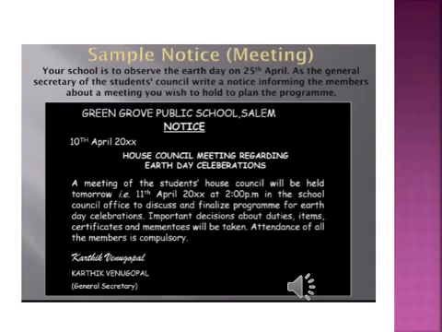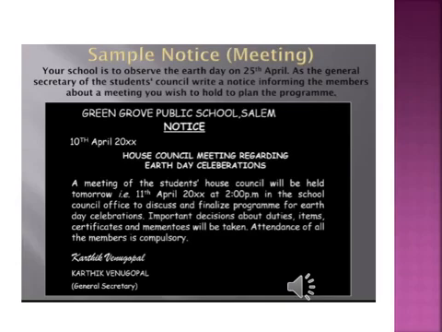So let us see a sample notice. This notice is for a meeting. Let's see the question. Your school is to observe Earth Day on 25th April. As the General Secretary of the Students' Council, write a notice informing the members about a meeting you wish to hold to plan the program. So remember that. It's Earth Day and there is going to be a meeting. So you are going to invite members for the meeting and give information about it. So how will you draft the notice?